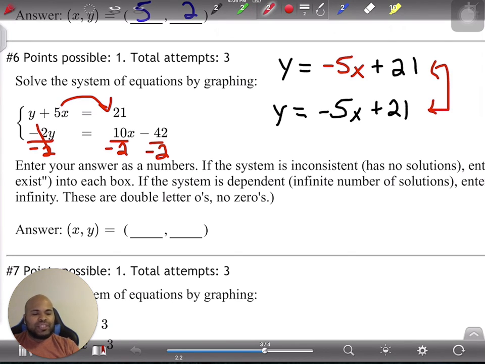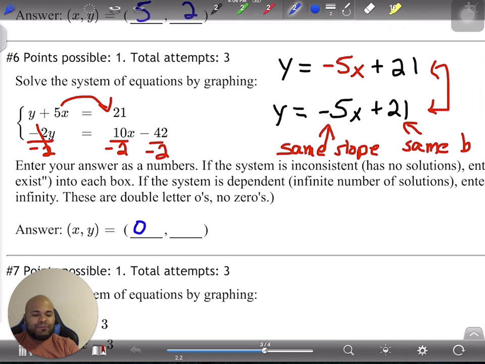So because they're the same, the question is: are there infinitely many solutions or is there no solution? The answer is not going to be a point. The answer is either infinitely many points or no point at all. So I have the same slope. And when I look at the y-intercept, I have the same b, or the same y-intercept. B represents the y-intercept. Because they're both the same, that means it's exactly the same graph, the same line. So there's infinitely many solutions.